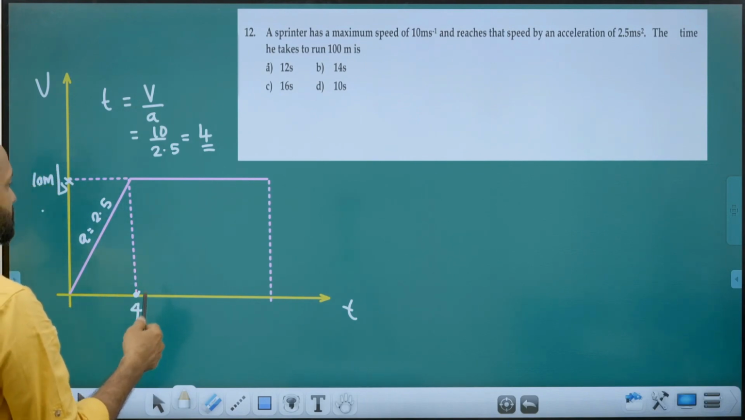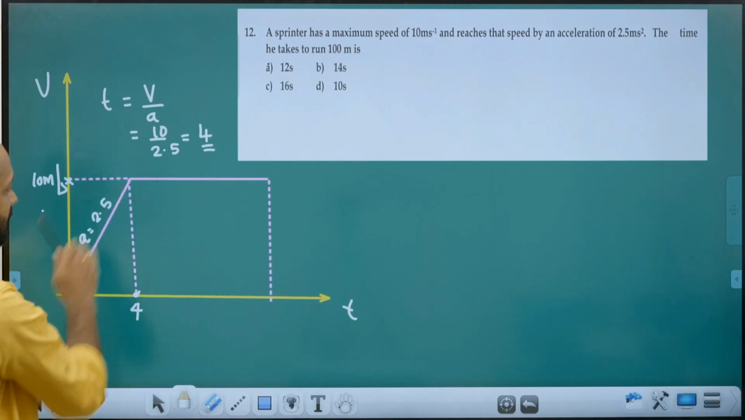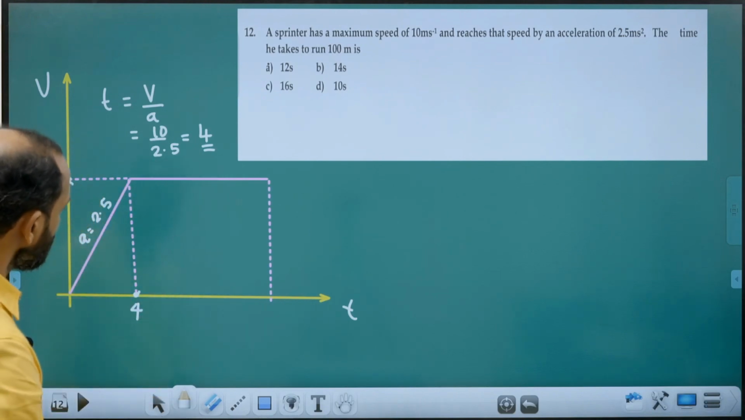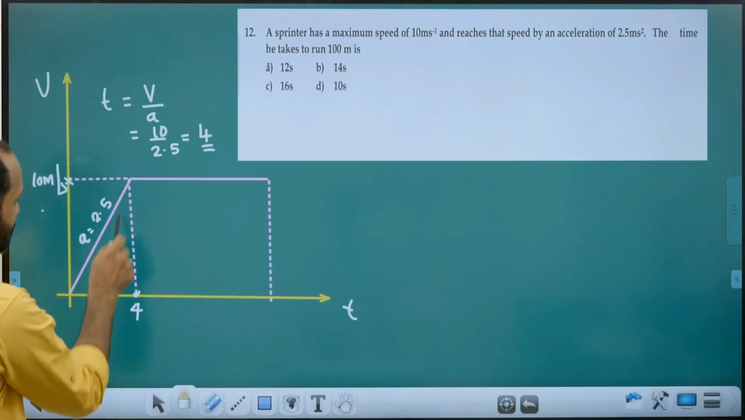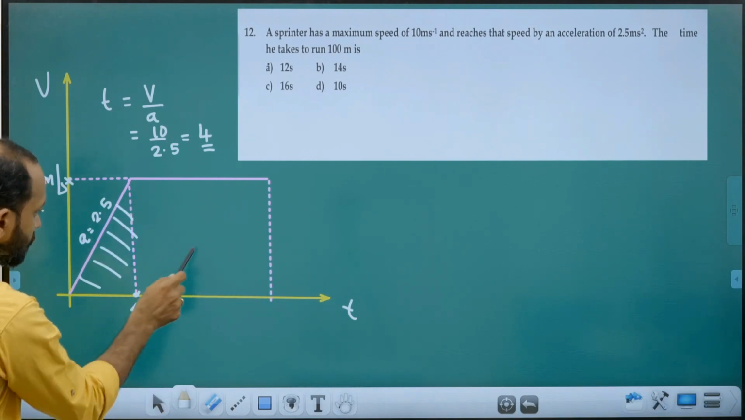Distance, or displacement, here means the area under the graph. Here the graph is on the non-negative side, that's why displacement and distance are the same. So the distance traveled is 100, which is this area plus the area of the rectangle.